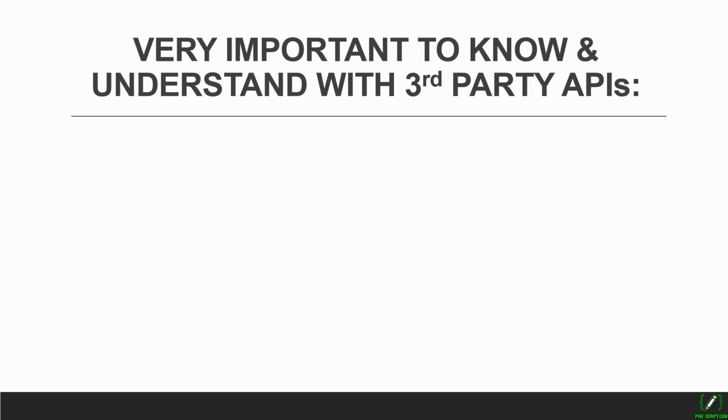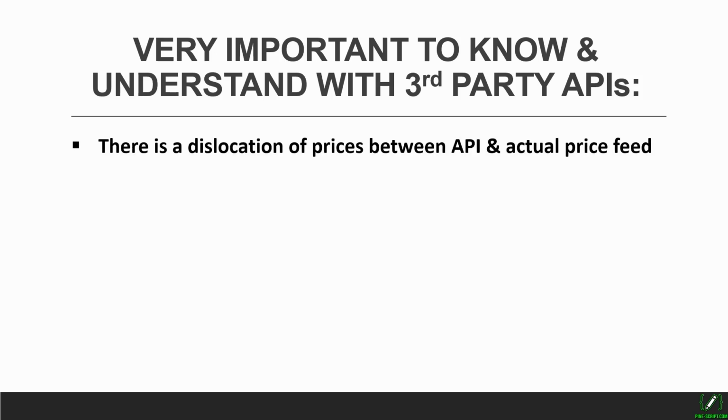Now, let's move on to a few things that are very important to know and understand thoroughly when working with third-party APIs. The first most important thing to understand is that there is a dislocation of prices between your third-party API and the actual price feed on TradingView. So for example, if you are using PineConnector through MetaTrader, your MetaTrader price feed is going to be slightly different to the TradingView price feed, even if you are using the same broker on TradingView as you are in MetaTrader. Obviously, if you're using a different broker to your TradingView price feed, it's going to be even more dislocated. Now, this dislocation can range from less than a pip to several pips. So it's quite an important thing to understand.